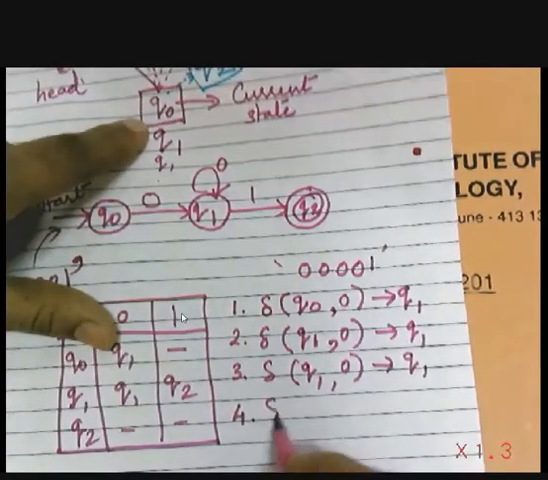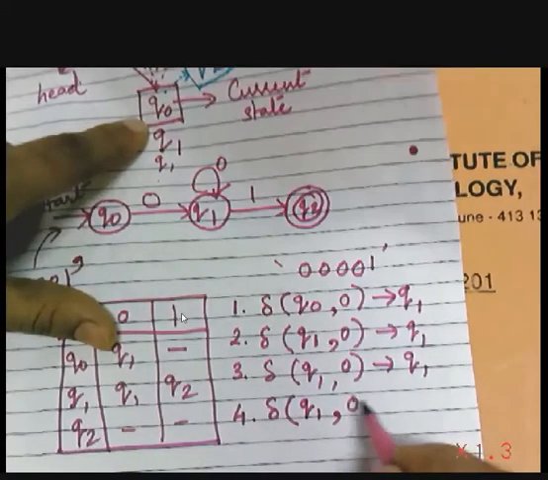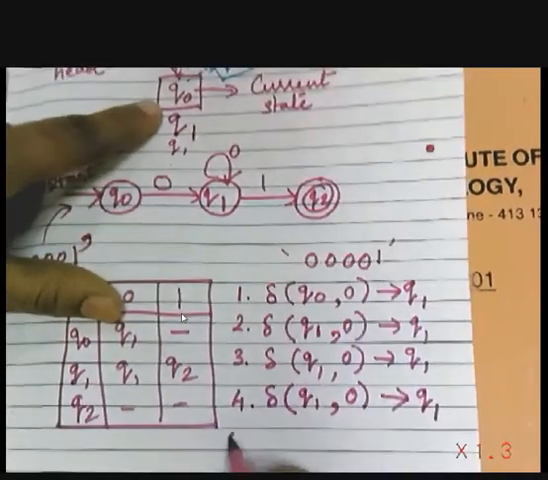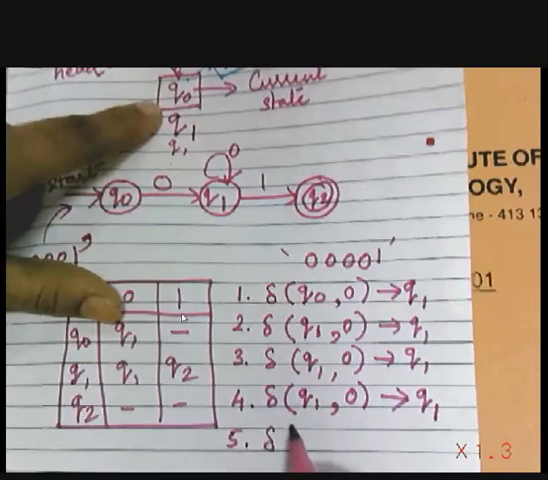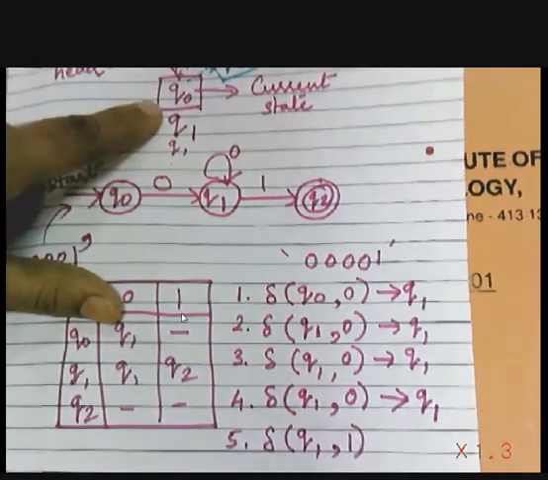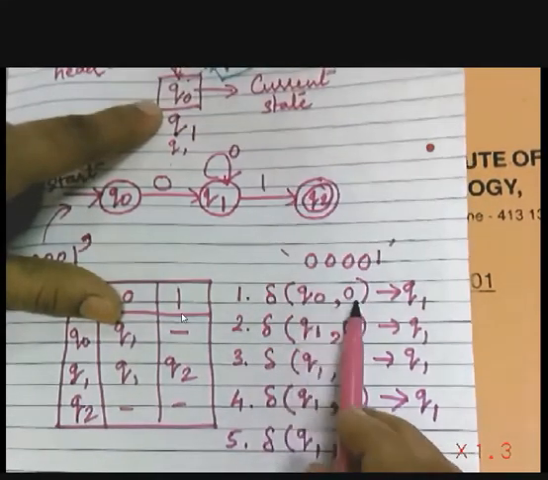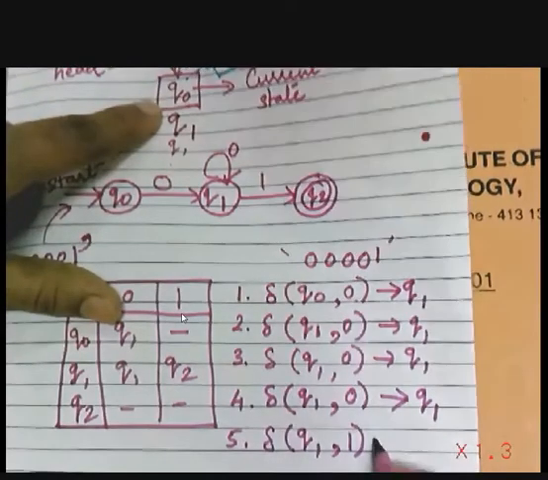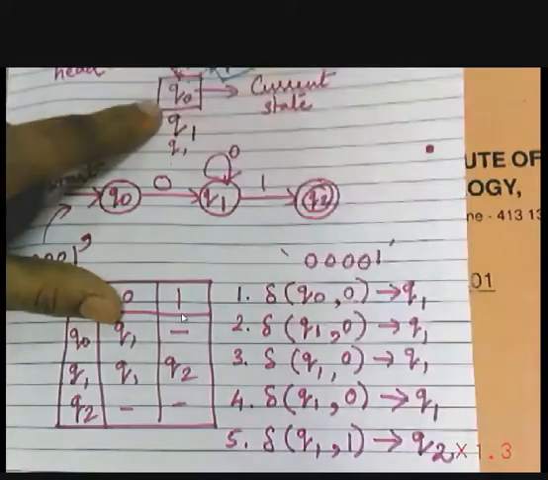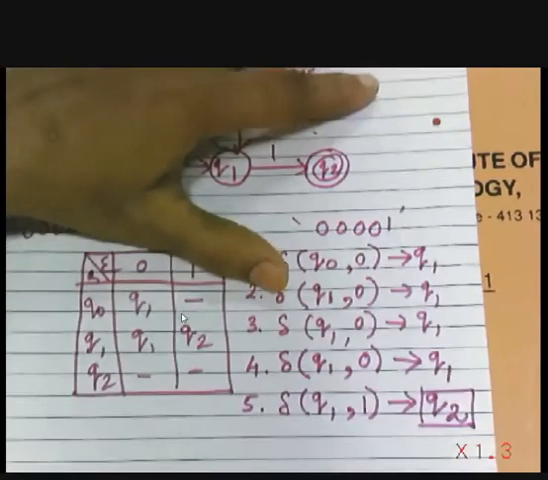Fourth is delta Q1, comma 0. It is again remaining in the Q1 state. And finally, the working shows delta Q1, comma input 1, because we represent delta as delta Q, comma, given input. This reaches the next state, that is Q2. Since this is a final state, you can conclude it is acceptable.